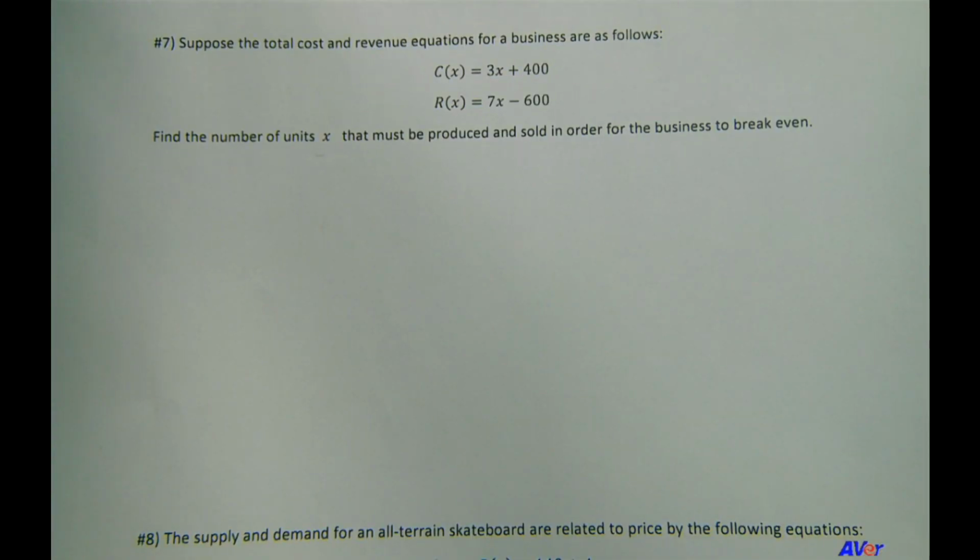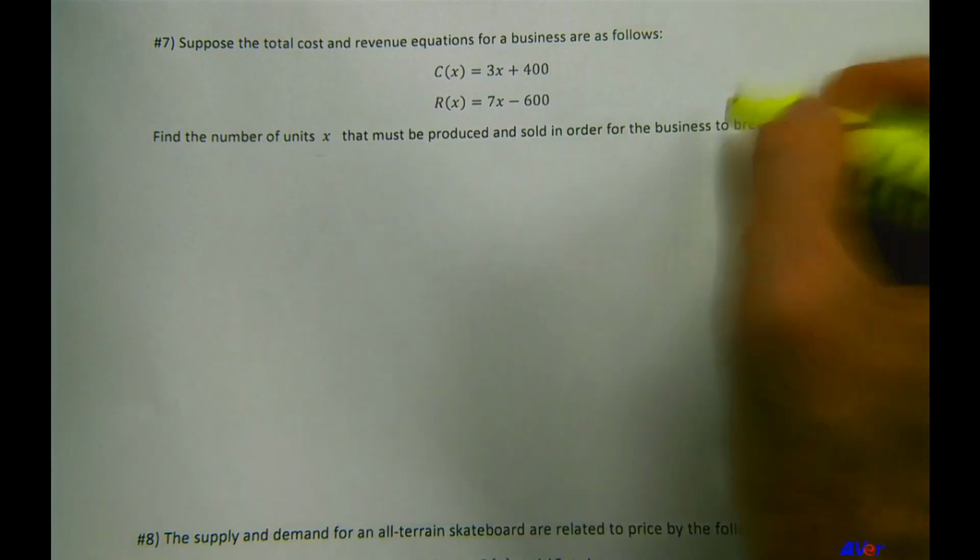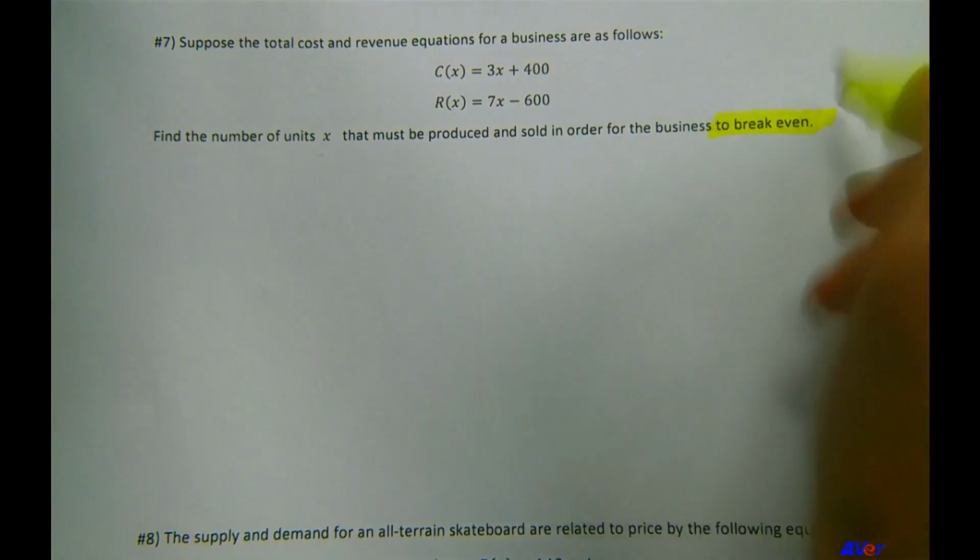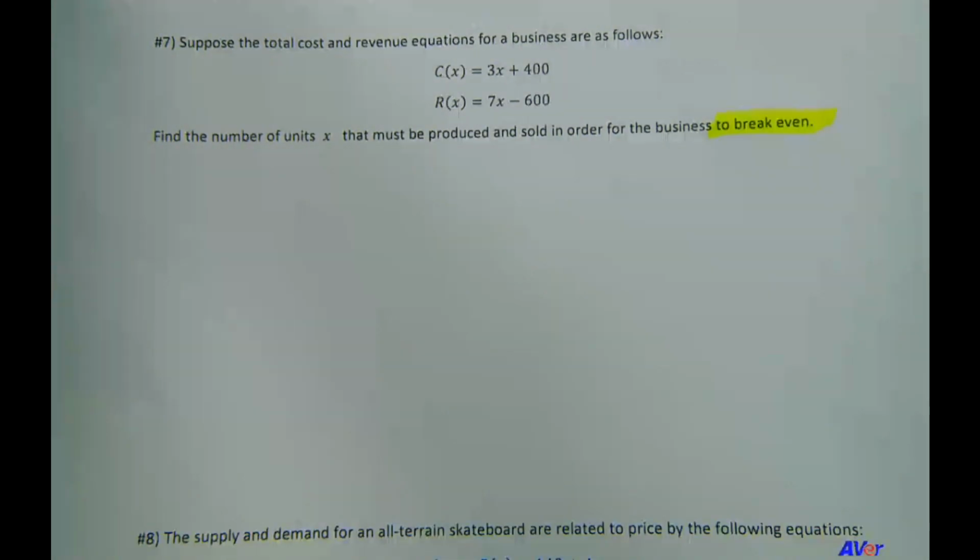It says suppose the total cost and revenue equations for a business are as follows, right? So they're given. Find the number of units X that must be produced and sold in order for the business to break even. Again, please solve this before you see my solution. So please pause the video and do that.